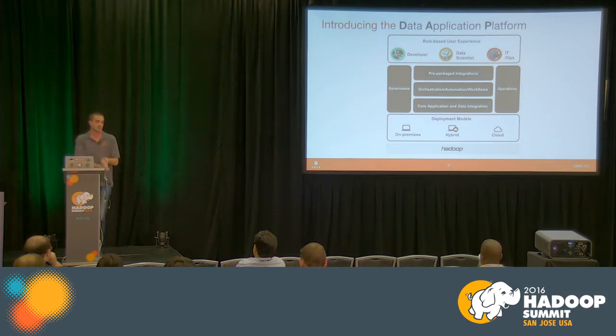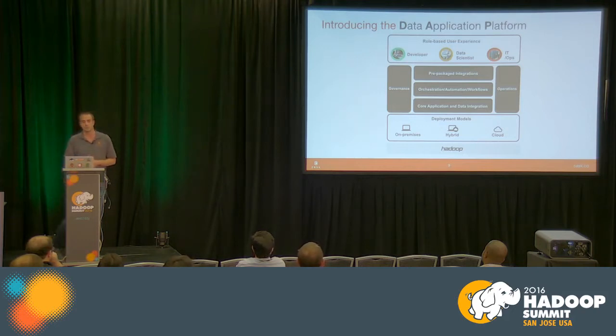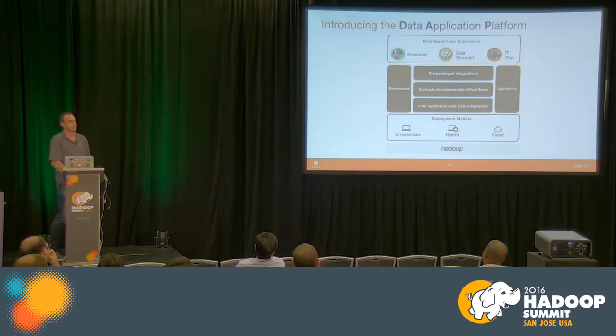It starts with providing flexible deployment. So you should be agnostic to the Hadoop distribution. You should be agnostic to being on-prem, cloud, any of those types of things. You should have user experiences targeted at the different users of that platform. And then you need a whole bunch of different kind of integrated capabilities, right? So starting with the integration, orchestration, workflows, prepackaged integrations and libraries, operations and governance.